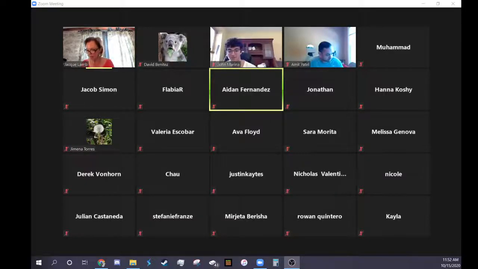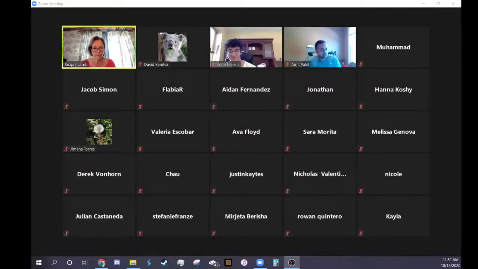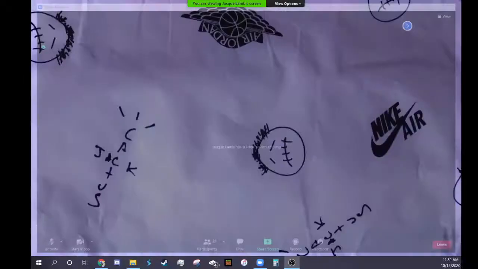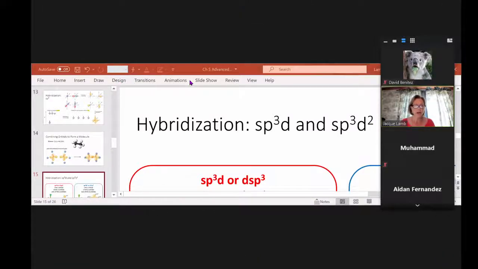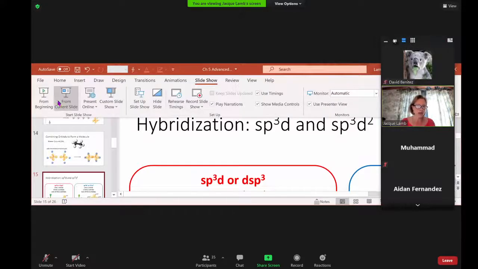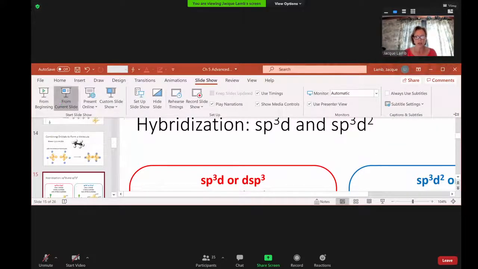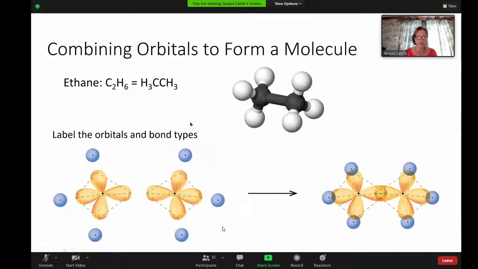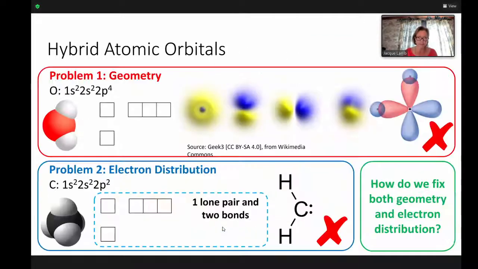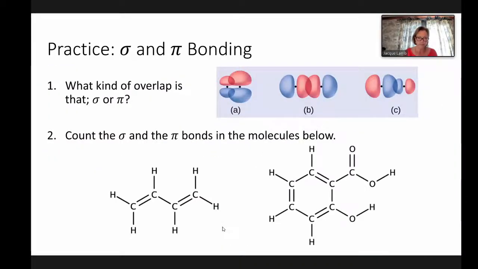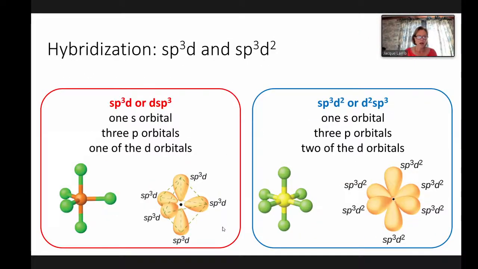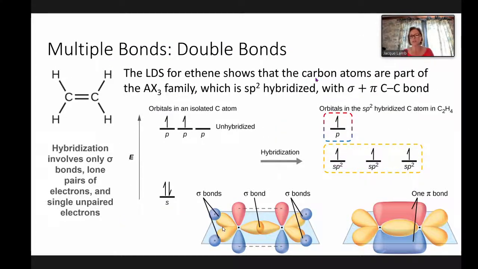All right. So I'm going to go back to the concept of hybridization again, but I want to talk a little bit more about double and triple bonds because we haven't really talked about how they look in hybridization. Okay, multiple bonds. Let's take a look at what multiple bonds look like in the hybridization process.